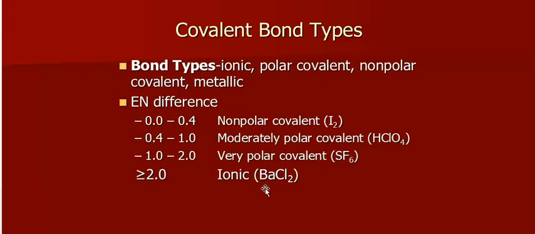There are 4 different types of bonds: ionic, polar covalent, nonpolar covalent, and metallic. We're not going to get into metallic, so we're going to worry about the first 3: ionic, polar, nonpolar. So how do you know if it's nonpolar, moderately polar, very polar, or ionic? You need to know this chart right here. Let me give you an example. SF6.